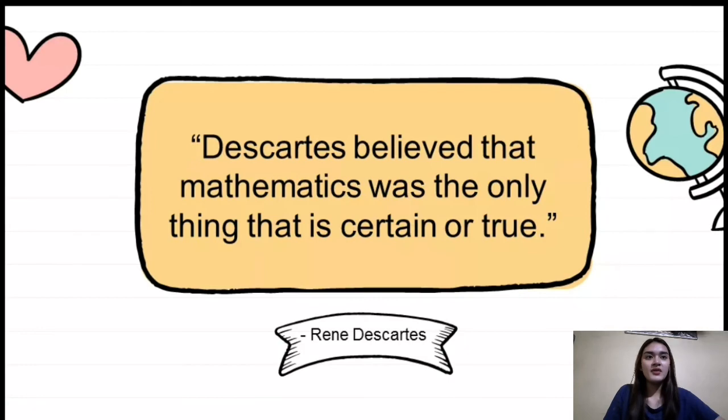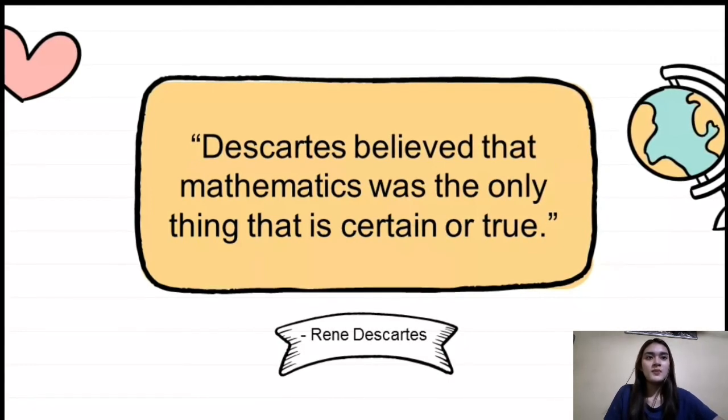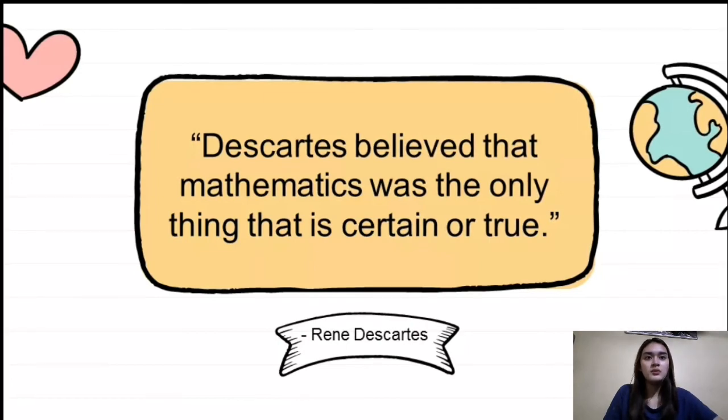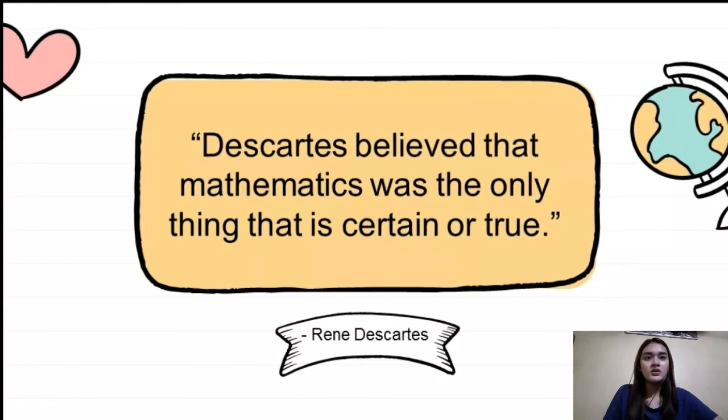Descartes believed that mathematics was the only thing that is certain or true. In this quote, it was mentioned that mathematics is the only thing that is certain or true for him. Therefore, he believed that everything can be reasoned with mathematics. And probably this is the reason why Descartes continued working in mathematics.